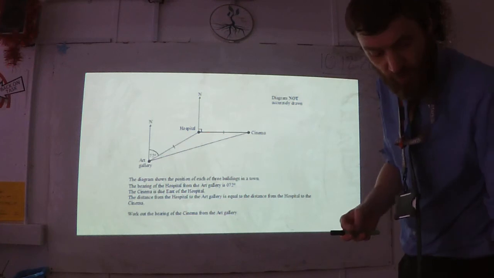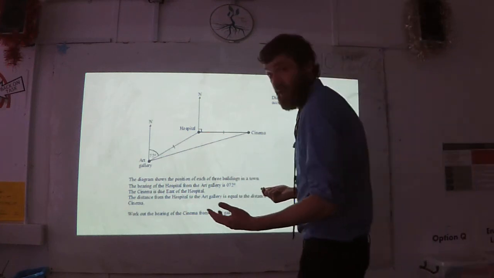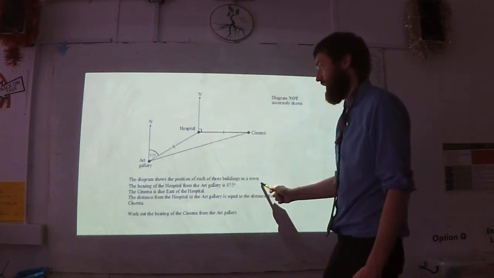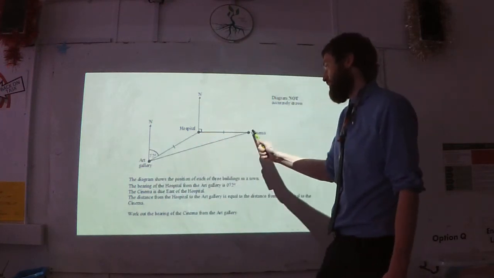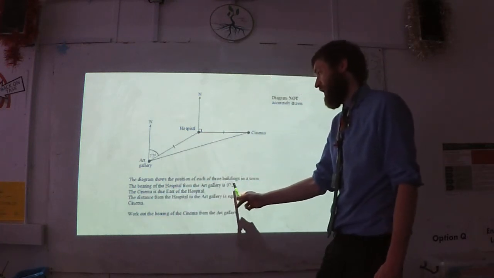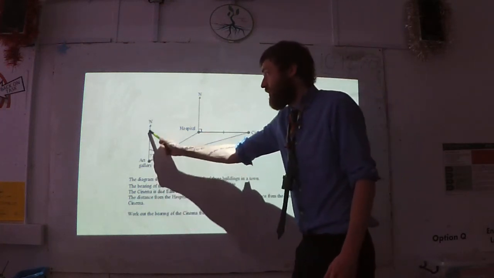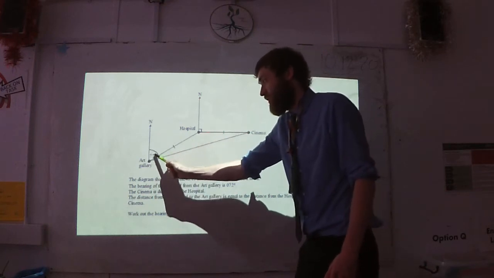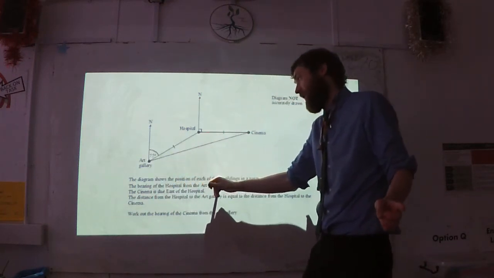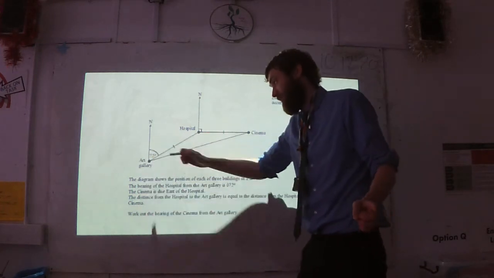Okay, let's look at this. I know it's quite small writing, so I'm going to be as clear as I can here. The diagram shows the position of each of three buildings in a town. It's the art gallery, hospital, cinema. The bearing of the hospital from the art gallery is 072. North 072, so there you go. And remember how it's written? Hospital from the art gallery, so that's where it starts, and that's why the bearing starts there.